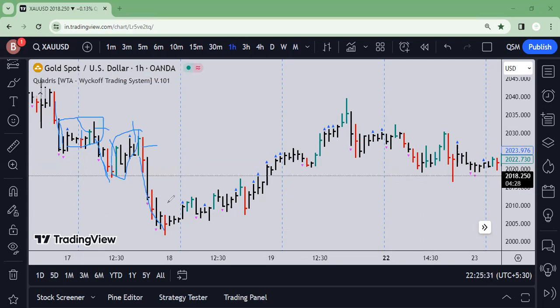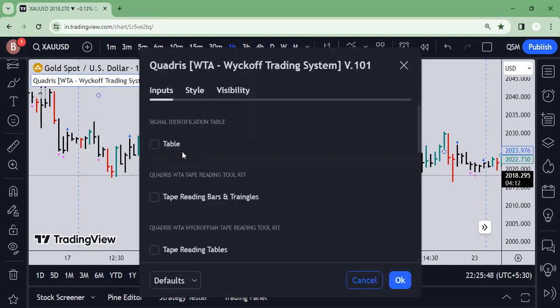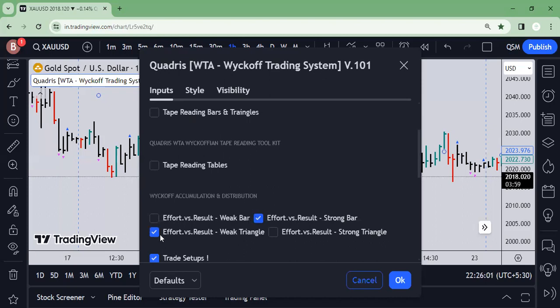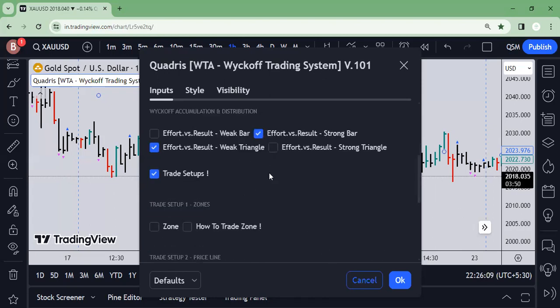This happens a lot. So if you follow my systems, either the accumulation distribution or the tape trading toolkit, you'll never be clueless whether the market is going to go upwards or downwards. You will have an upper hand in the trading market. This is purely based on Wyckoff. Having said that, these are my settings which I always keep: effort versus result, strong bar, and effort versus result, weak triangles.